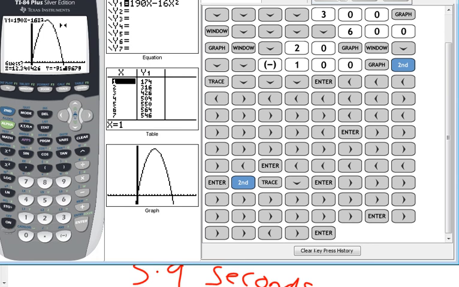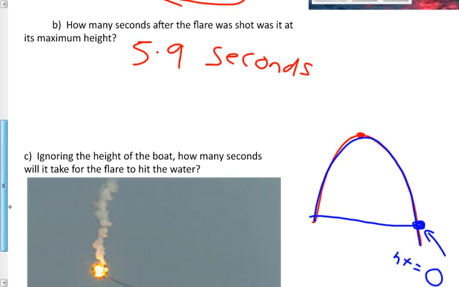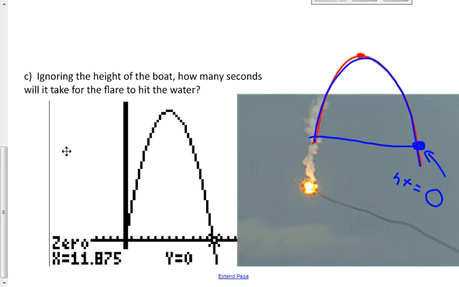And now it says guess. So put your cursor as close as you can onto that 0. Sometimes you can't get right on it in this case, but put it as close as you can. Enter one more time, and as you can see, it tells me my ordered pair: 11.875 and 0. Hopefully exactly what yours says.